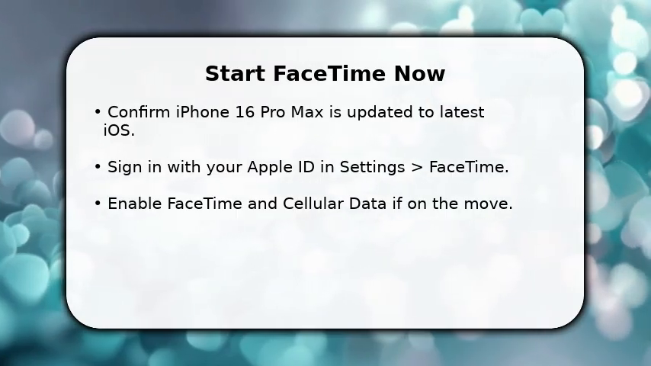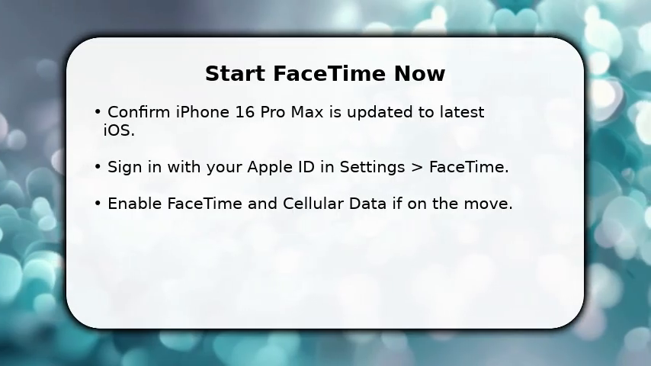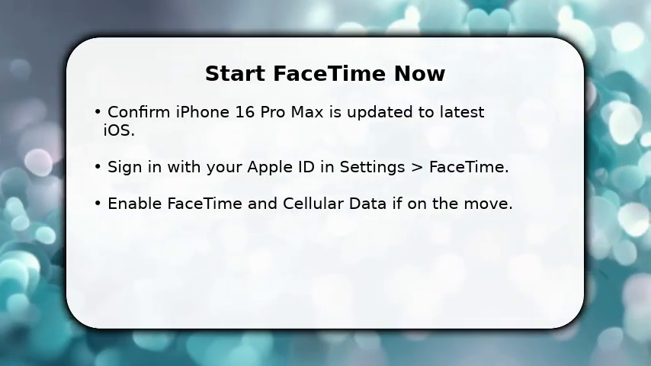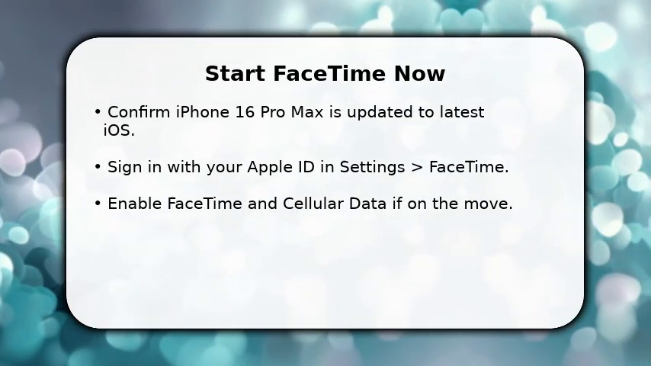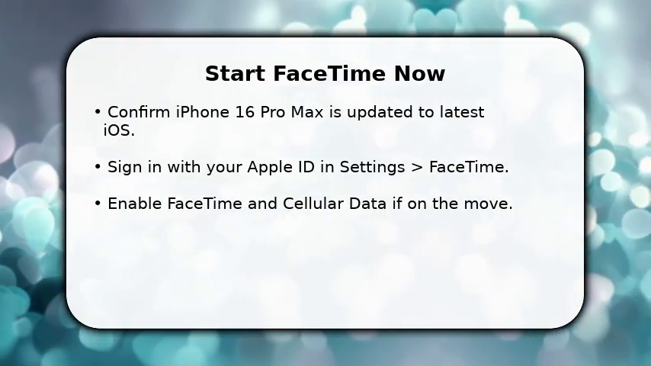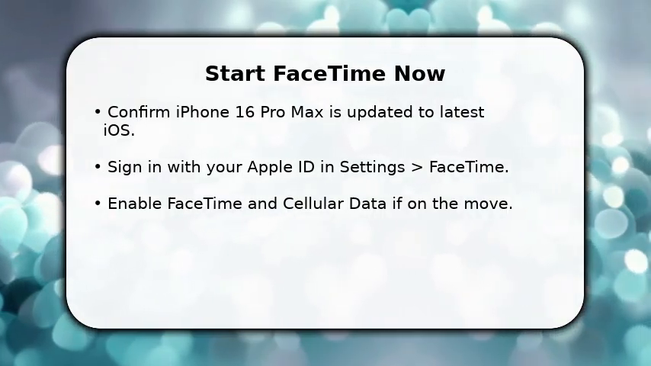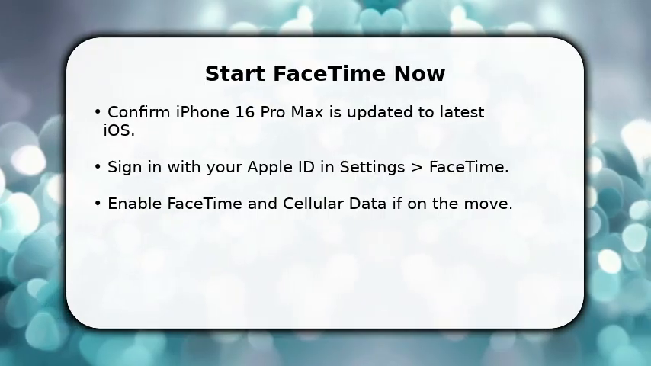This is your first actionable step. If you need video, pick video. For audio only, pick audio. Also make sure camera and microphone permissions are allowed. You're set to start the call immediately after selecting the person.